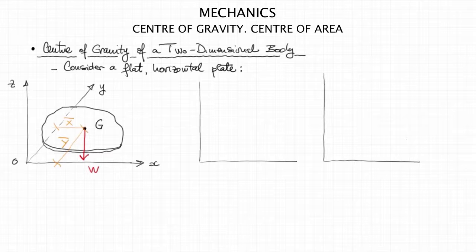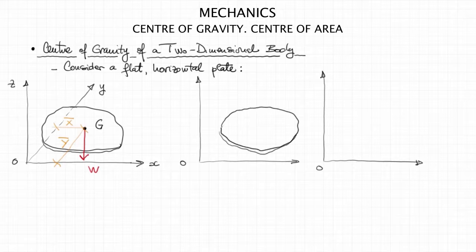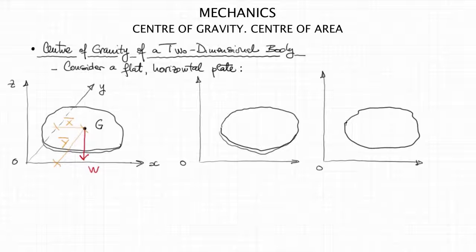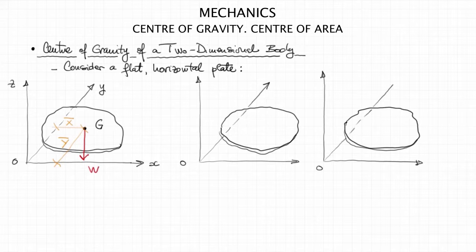So we can do so by dividing the horizontal plate into an infinite number of little areas, little elements actually, each of them having a very, very infinitesimal weight. And we need to do so by covering the entire domain, the entire area of the plate.